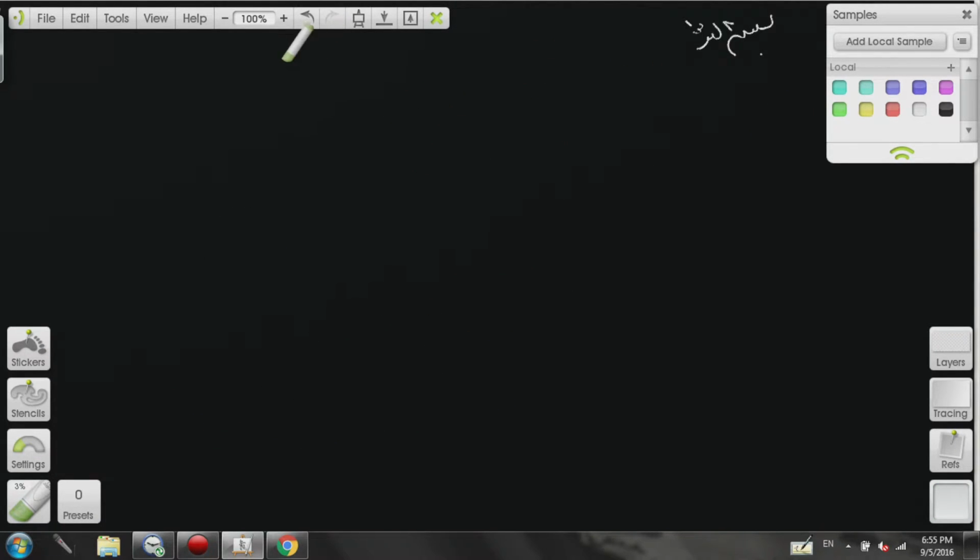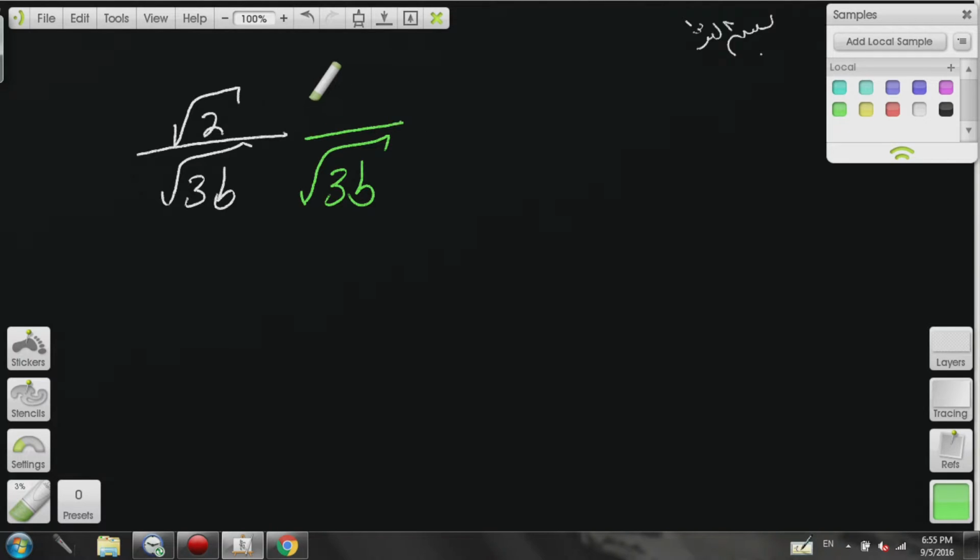So let's do some more rationalizing. Here's the square root of 2 divided by the square root of 3b. Now we have to get rid of this radical. Okay, what are we going to do? Well, we're going to multiply the numerator and the denominator by the same thing, so the square root of 3b, like this. So what do we get in the top?